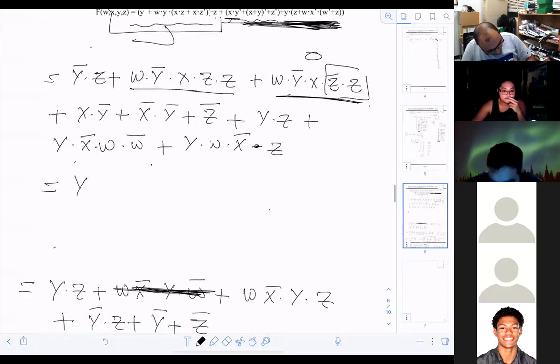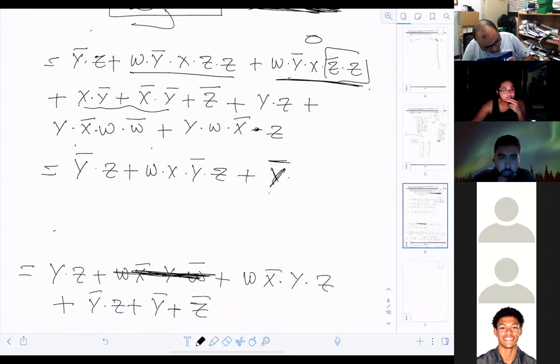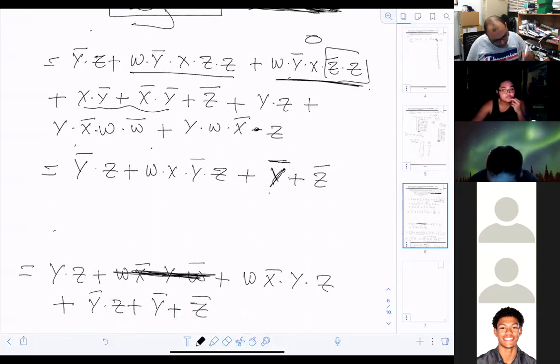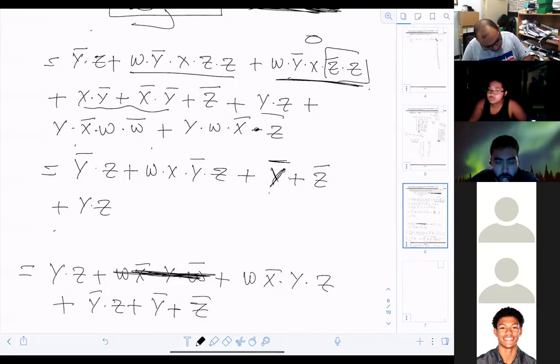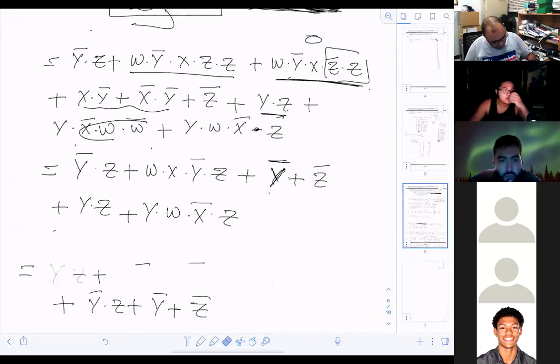So basically you already have Y complement Z, and then you already have W, X, Y, Z, right? And then this one is just X, Y complement, right? Then we have Z complement, right? Then we have another YZ, which is this one. Then this is gone, right? Then we have Y, W, X complement, Z, right? Okay.